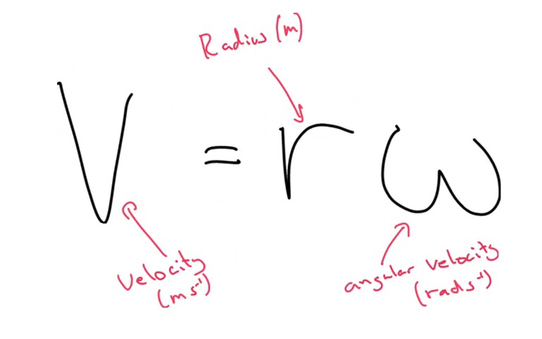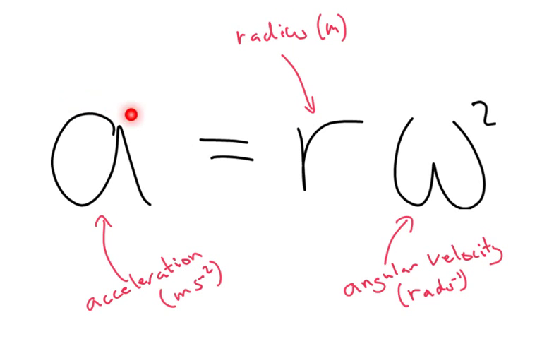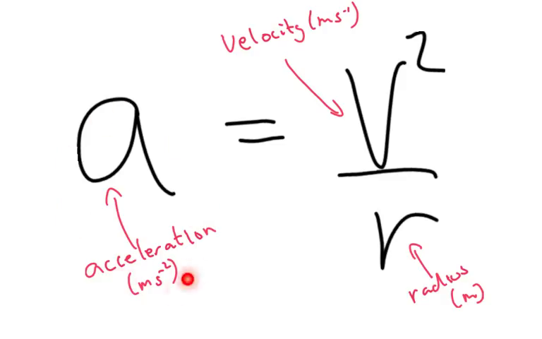Velocity, measured in meters per second, is equal to the radius in meters times by the angular velocity, which is in radians per second. Acceleration, which is in meters per second squared, is equal to r, the radius measured in meters, times by angular velocity squared, which is in radians per second. Acceleration, measured in meters per second squared, is equal to velocity squared divided by r, the radius, which is measured in meters.